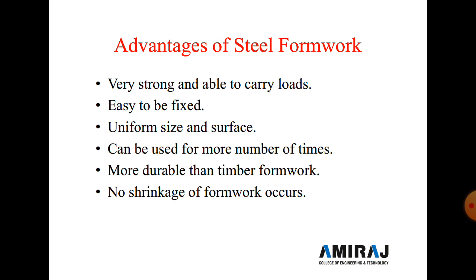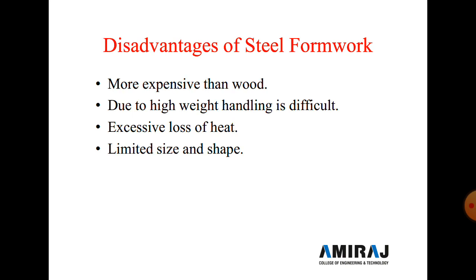And some of the disadvantages of steel formwork: it is more expensive than wood, because steel cost is higher than wood, and due to high weight, handling is difficult. So if steel formwork is used in a high-rise building, a crane is compulsory for loading and unloading of the formwork. And there is excessive loss of heat and limited size and shape. So its formwork size is limited.